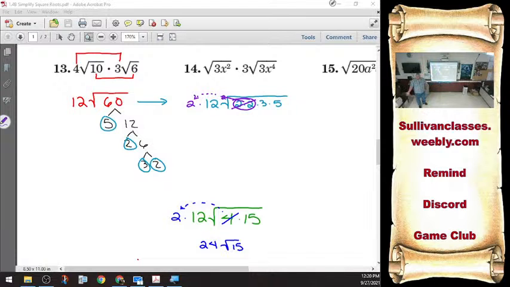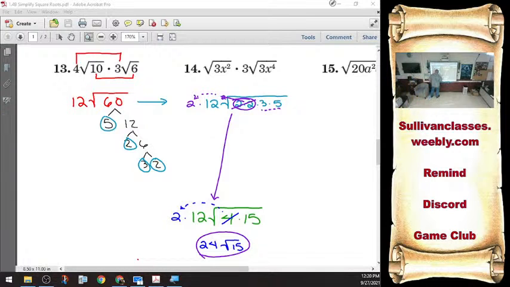They're just 2 different ways to think about it. Okay? 2 different ways to think about it. I still have a 24 on the outside. I have a 3 and a 5 left inside, so that becomes 15 inside. Okay, so that's what we did a lot of this on Thursday. We were just practicing this over and over and over. Okay?